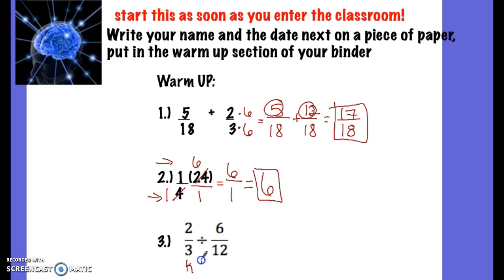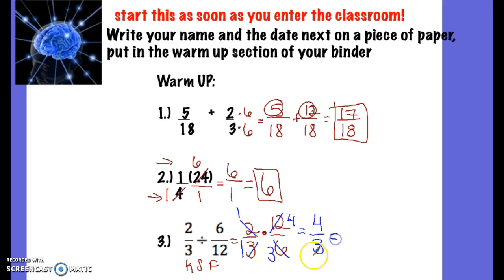Remember, when you're dividing, you do keep, switch, flip. So I'd keep my 2/3 times 12 over 6. And again, I'm going to do some cross simplification. So I know that 2 divided by 2 is 1, 6 divided by 2 is 3, 3 divided by 3 is 1, 12 divided by 3 is 4. 1 times 4 is 4, 1 times 3 is 3. And then let's go ahead and make this a mixed number. 3 goes into 4 one time with 1 left over.